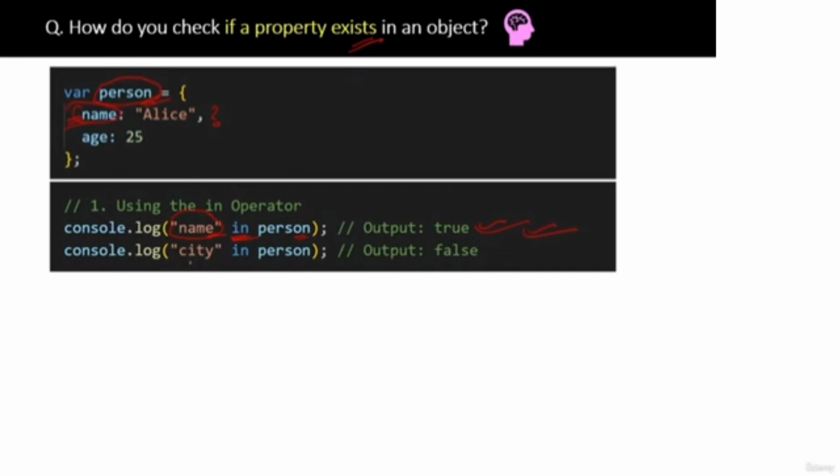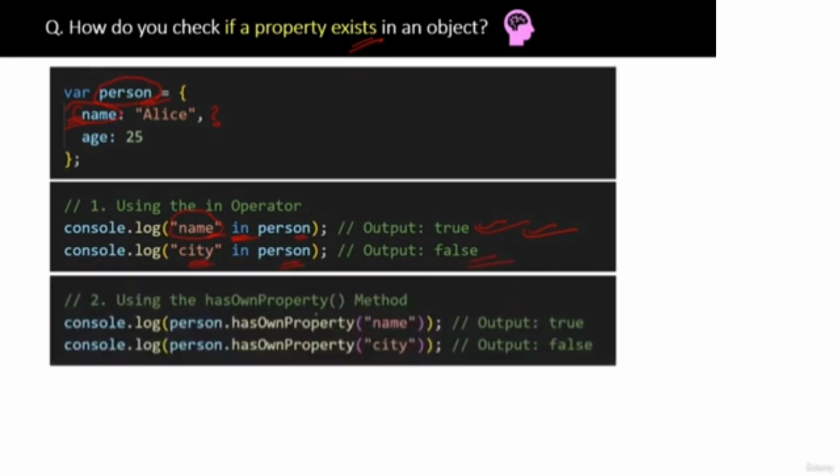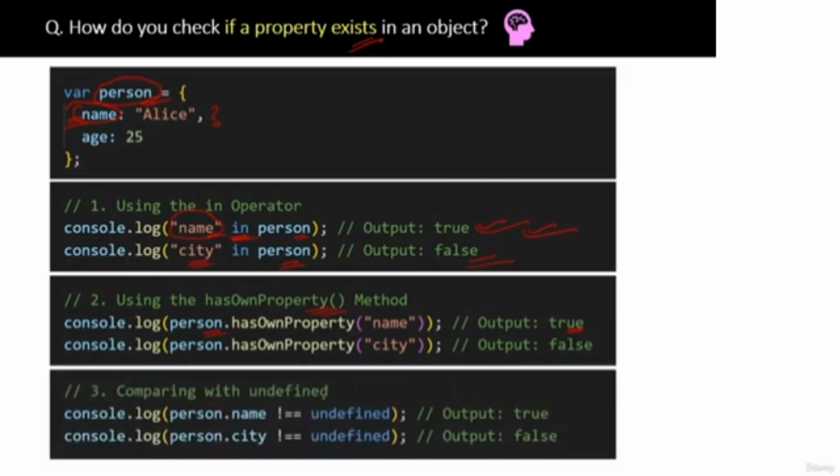The city is not there in the person object, therefore it is false. The next way to check the property's existence is with the hasOwnProperty method. Again, the output will be true or false based on the existence of the property in the person object. Then the last technique is by comparing the property with undefined.